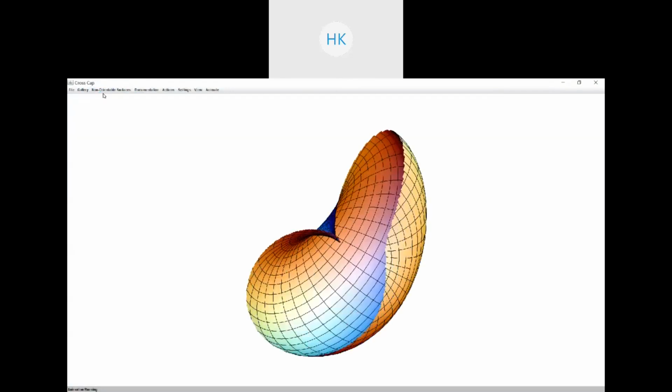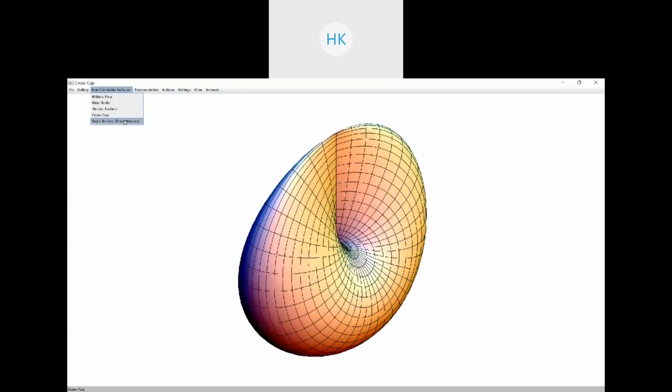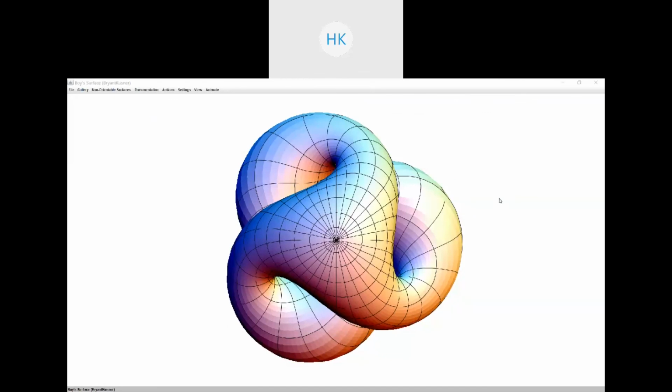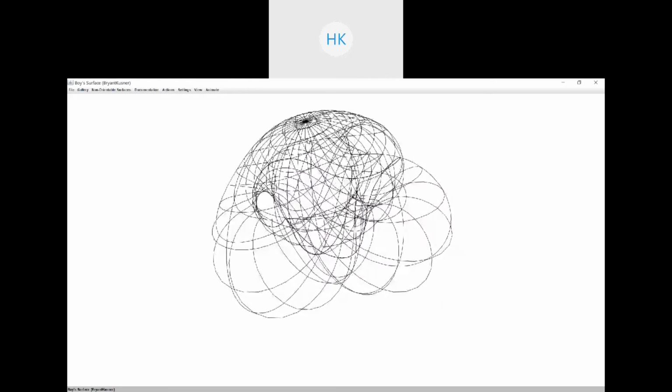Okay, so this is, let's see, a Boy surface in it. No, this is a cross cap. We didn't get time to discuss it. One thing: can everyone see this screen with something drawn on it? Just say yes or no. Yes. Okay, good. So this is essentially a Boy surface.